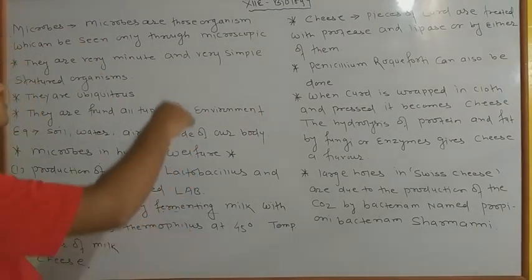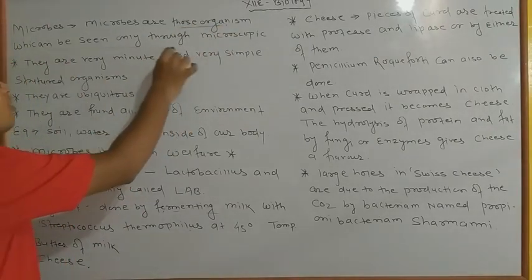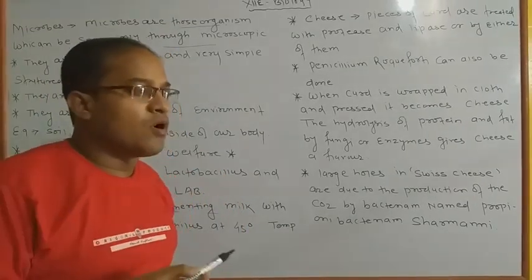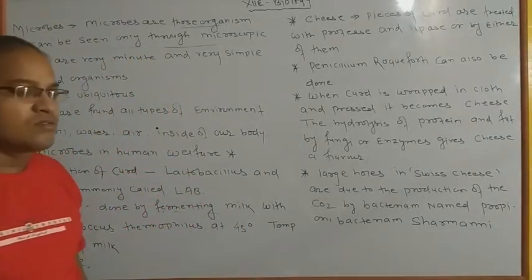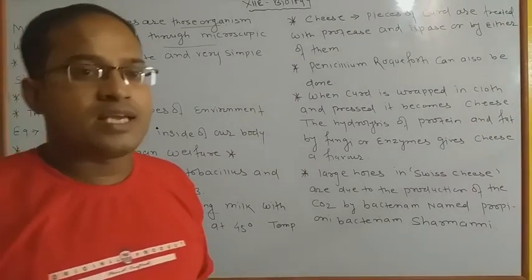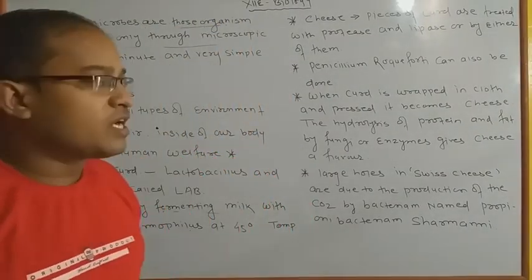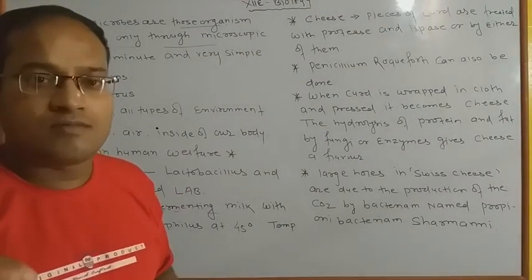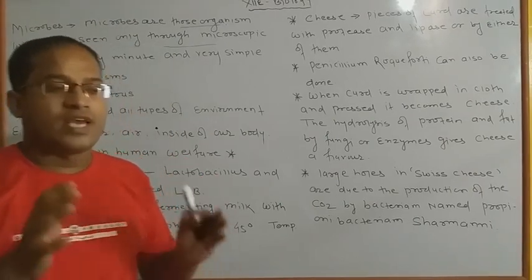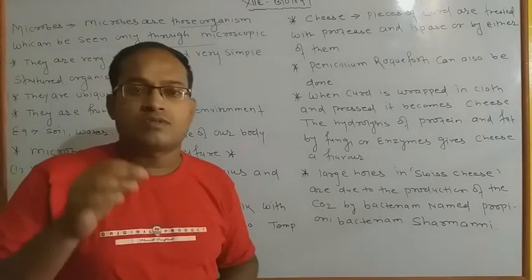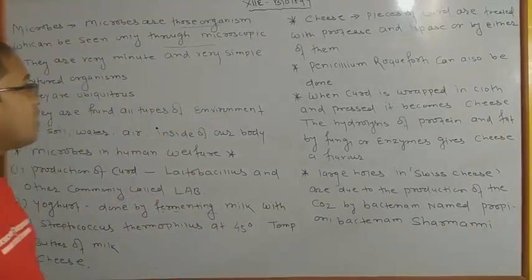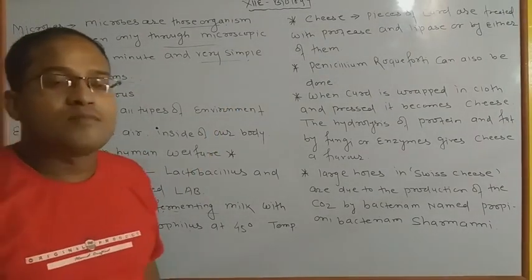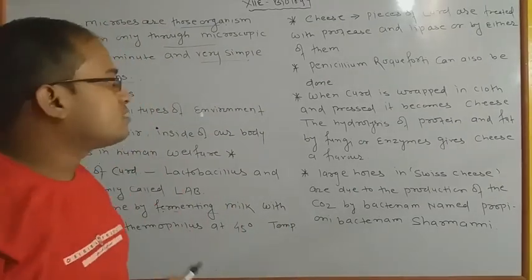Microbes are those organisms which can be seen only through a microscope. Microorganisms are very small in nature and are generally divided into groups like virus, bacteria and many more things. But here we are studying only microbes. Microbes are very small organisms which cannot be seen with the naked eye, and we have to use a proper electron microscope to see them, because they are very minute and have a very simple structure.